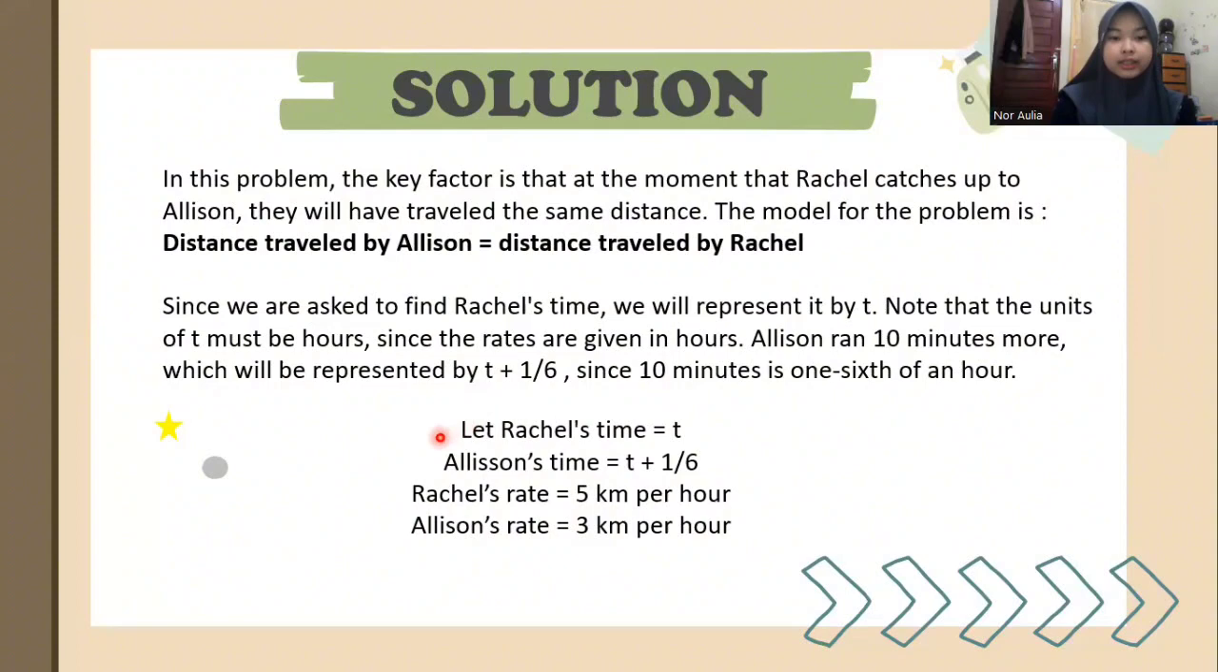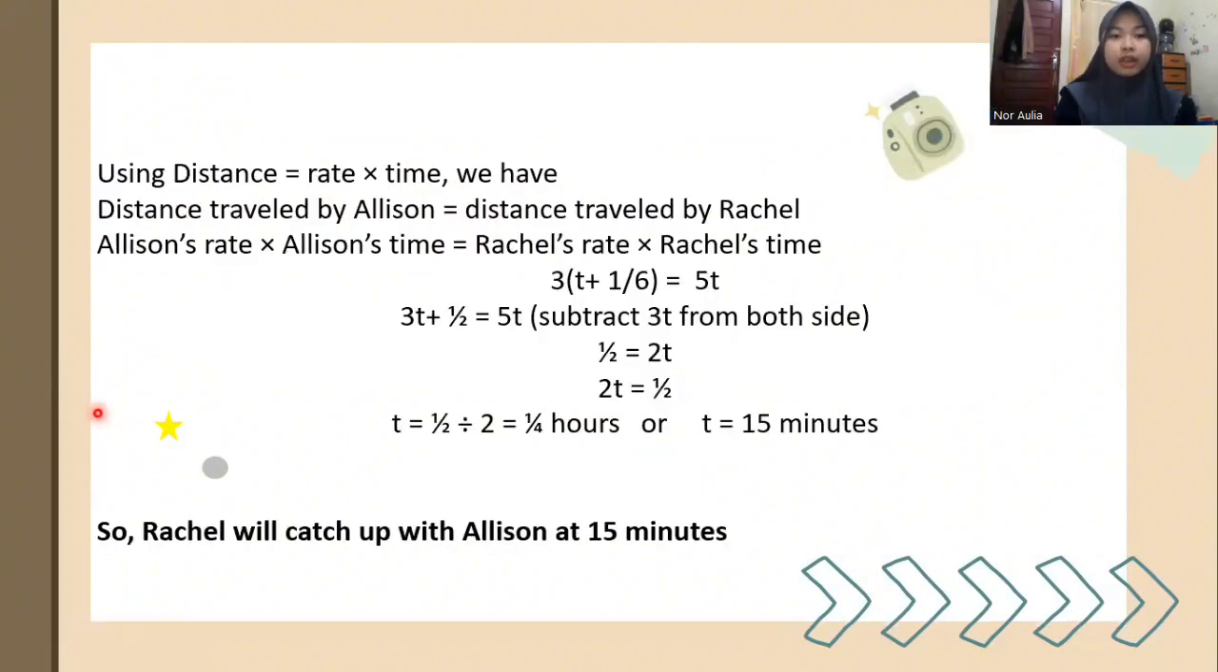So let Rachel's time be t. Elysian's time is t plus 1 over 6. Rachel's rate equals 5 kilometers per hour, and Elysian's rate equals 3 kilometers per hour. Using distance equals rate times time, we have distance traveled by Elysian equals distance traveled by Rachel. So Elysian's rate times Elysian's time equals Rachel's rate times Rachel's time.